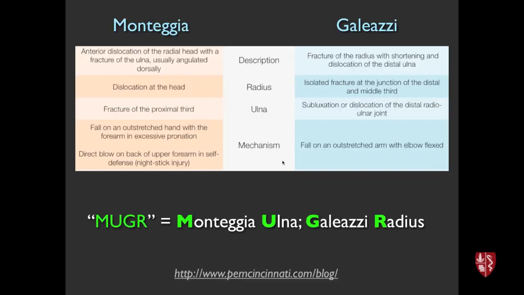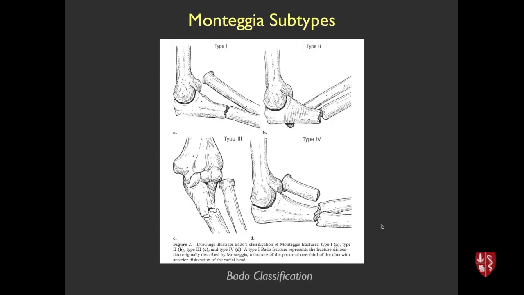And I snagged this little table off the web here, mainly to remind you of this mental crutch I've used called MUGR, where the Monteggia goes with the ulna, and that's the fracture. So Monteggia, you have an ulnar fracture, and then the Galeazzi, you have a radius fracture. So that's one way to remember those things.